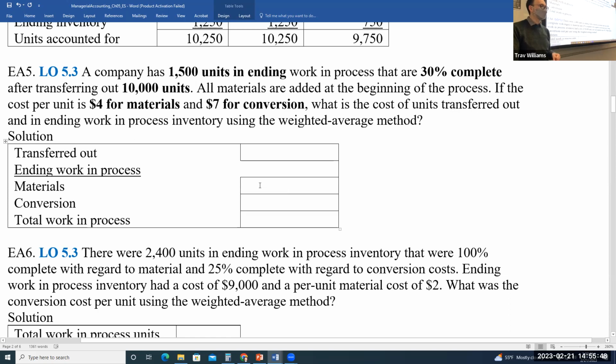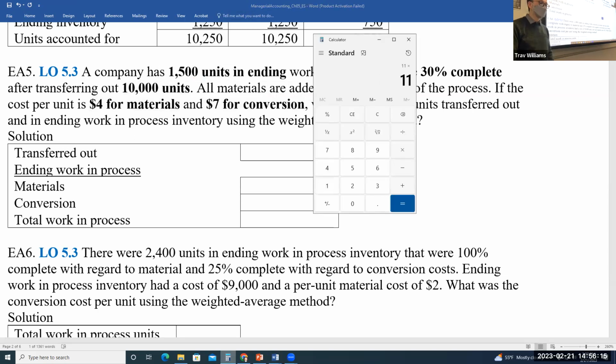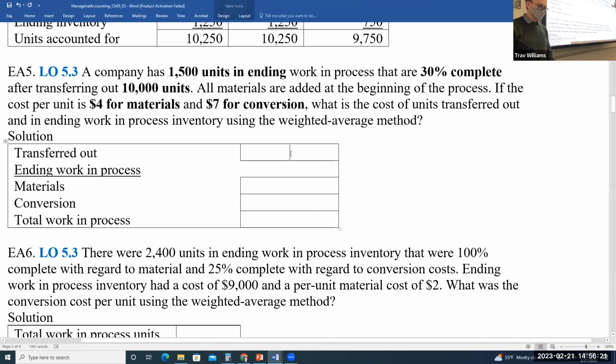So starting with the cost of what got transferred out, how do we figure that out? We add the $4 for materials and $7 for conversion. Okay. So Zay says we take the $4 per unit materials cost plus the $7 per unit conversion cost. That gives us an $11 per unit cost, right? Multiply that by the number that got transferred out. So $11 times 10,000 units, $110,000. Okay.